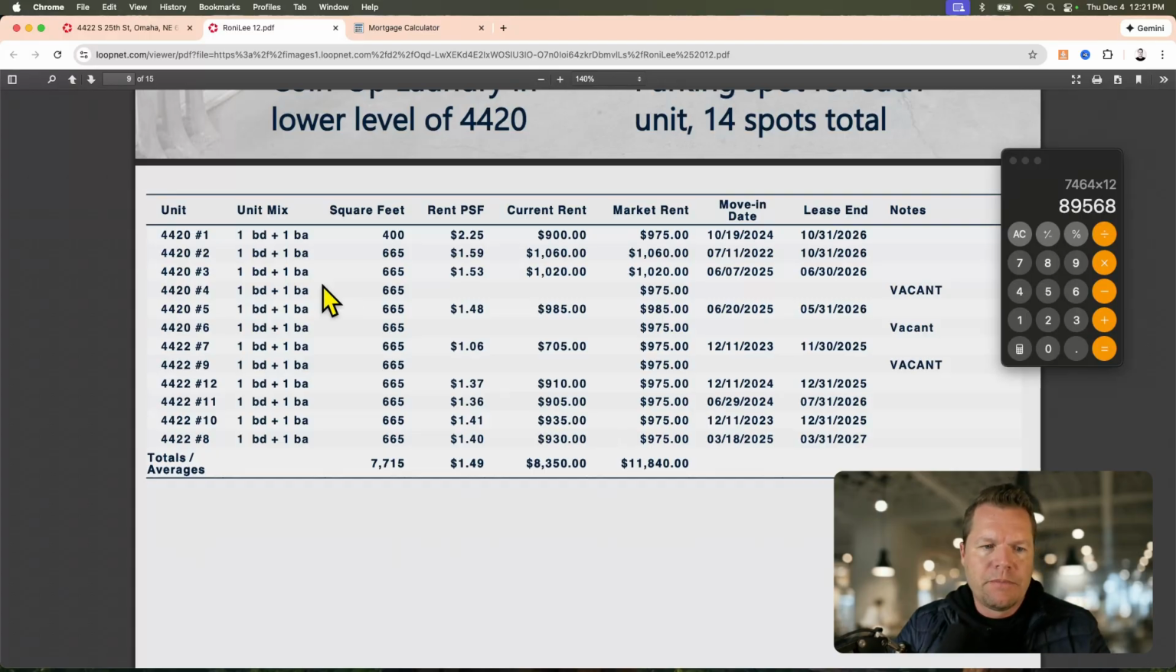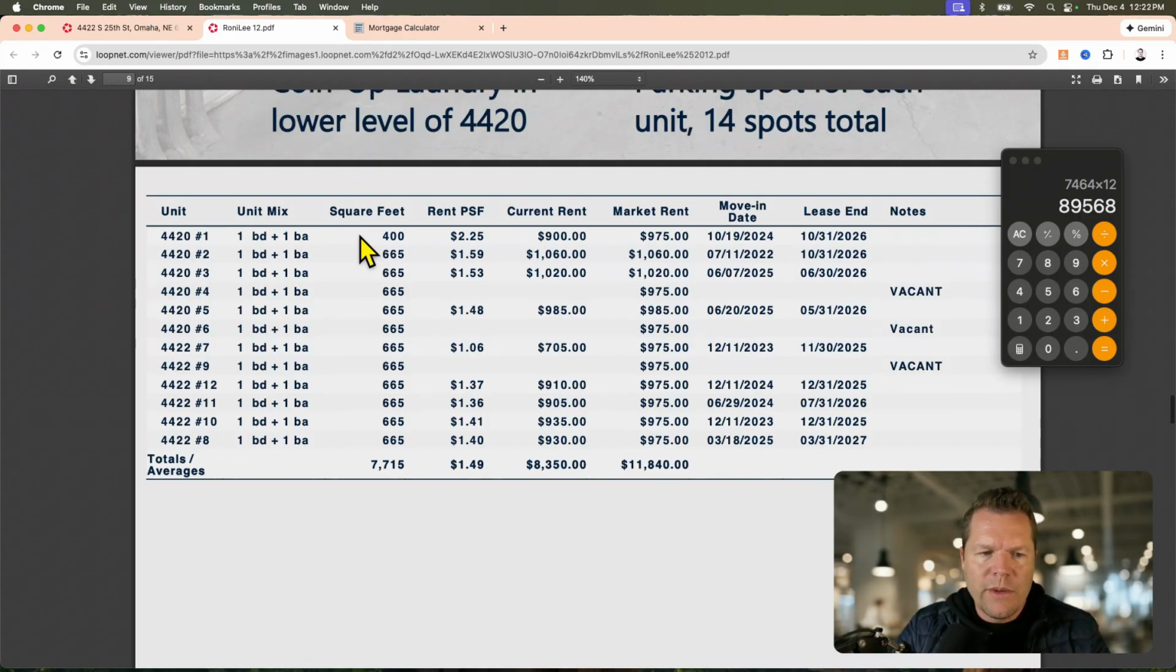All right. So let's take a look at this. Unit number 1 is tiny. It's only 400 square feet. That must be where they cut a room out for the laundry, probably. But the current rent is $900, and they think they can get $975, the same as for a bigger apartment. Maybe one bedrooms are just that much in demand, and the size doesn't matter all that much.